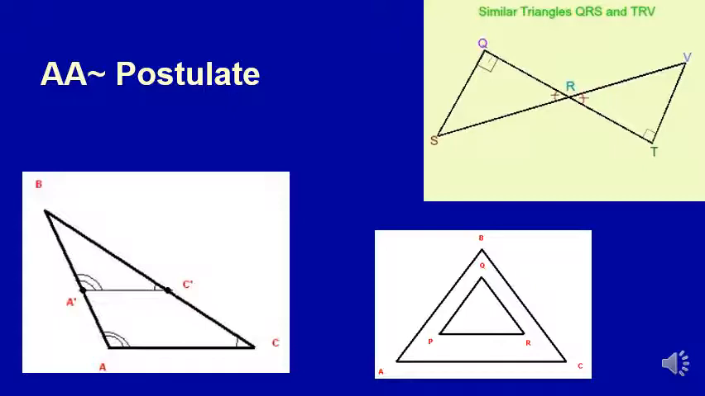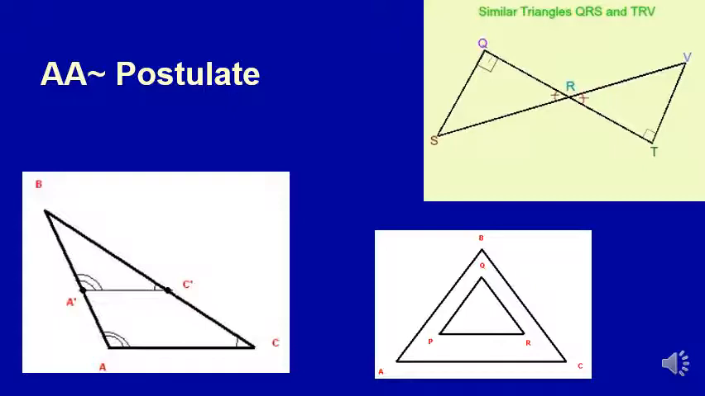Now at the bottom right, nothing is actually marked in this picture, but it's really kind of showing you what's going on when we do have AA. If I did know that these angles were congruent, what basically happens is you've got a big and a small version of the same triangle. It's basically just like one is a scale model of the other.